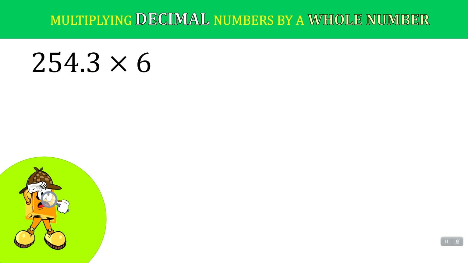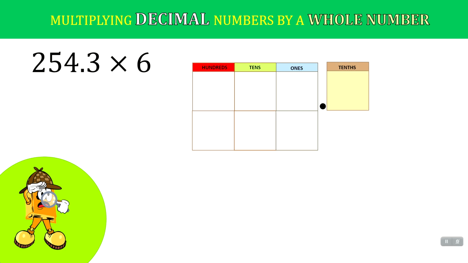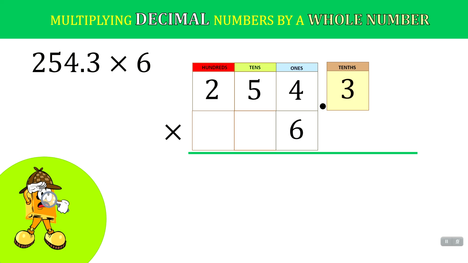254.3 times 6. Again, lining it up. We notice that the 0.3 would mean that the 3 goes in the tenths column, 4 in the ones column, 5 in the tens column, and now we have 2 in the hundreds column, and we multiply by 6. Again, it's the same process, starting with the rightmost digit.